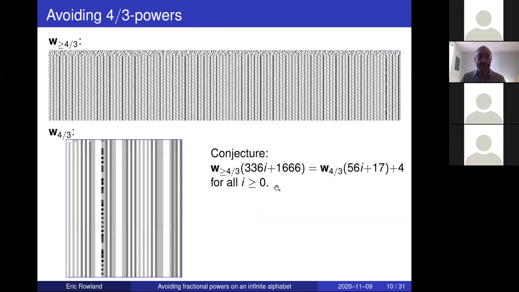For 4/3, there's also a relationship. This is a conjecture, I should say. On the top here, we have W greater than or equal to 4/3. I don't know if you can tell, but there's one column right here that is not periodic. This is broken up into 336 columns. This is W 4/3 broken up into 56 columns. It also has one column that is not periodic, not eventually periodic, I should say.